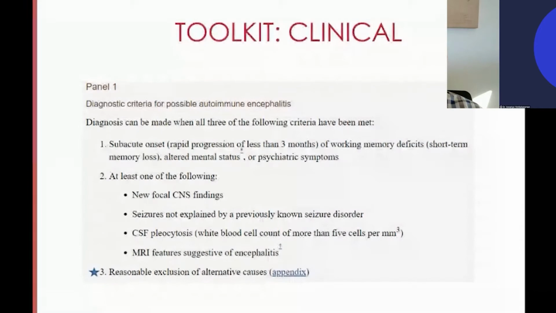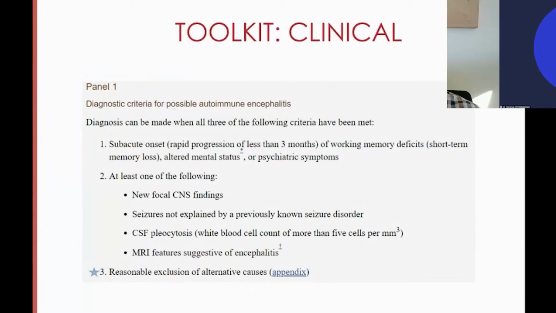One of the biggest things I still think, though, is number three here, where it mentions reasonable exclusion of alternative causes. And that list is large. And I think you could always add things to that. So that's a very big point there.